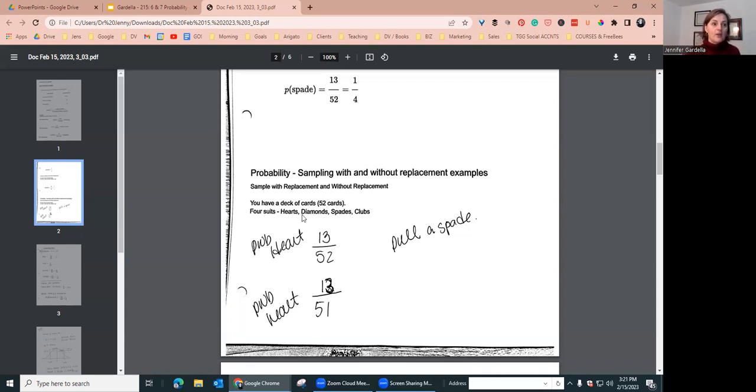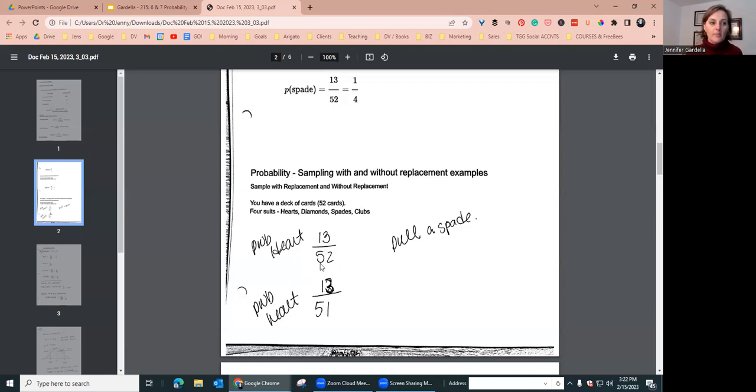There's 4 suits: hearts, diamonds, spades, and clubs. The probability of pulling a heart out in this first draw is 13 over 52. You'll notice it's the same probability of pulling a spade. However, this time we're going to pull a spade and we're not going to replace the card. Now we want to know on our second pull, what is the probability of pulling that heart out? The probability here changes. It goes from 13 over 52 to 13 over 51.